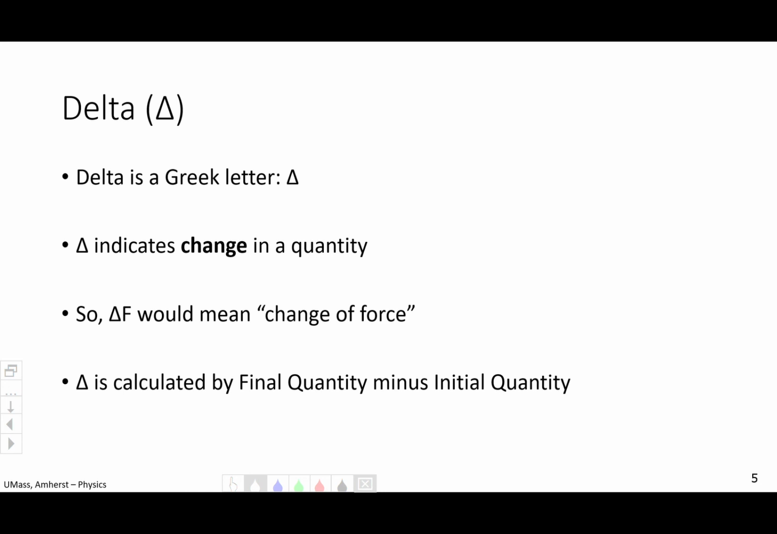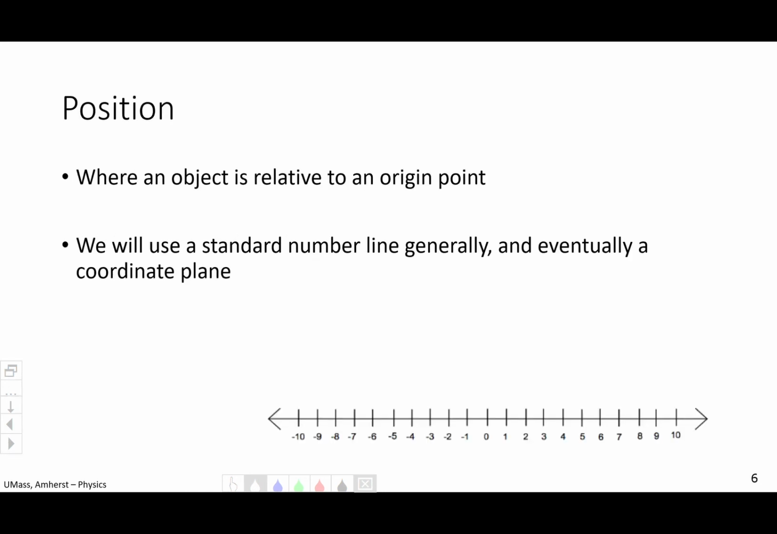Therefore, if we put delta F, where F stands for force, delta F would mean a change in force. And specifically, the delta is calculated by subtracting the final quantity minus the initial quantity. So you're going to subtract how much you ended up with minus how much you started with. And that's going to tell you your delta.